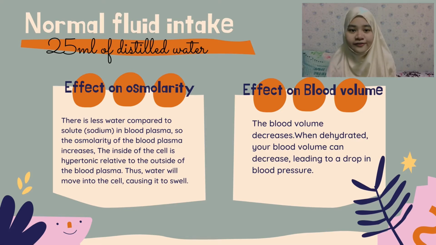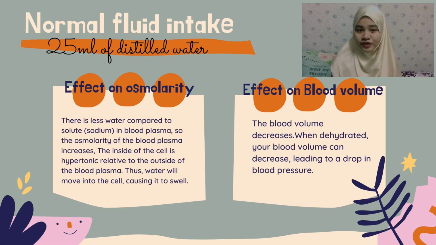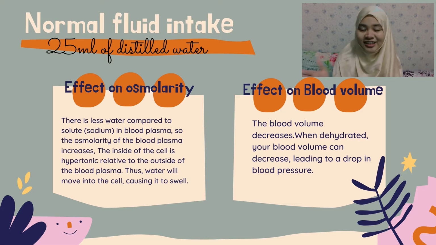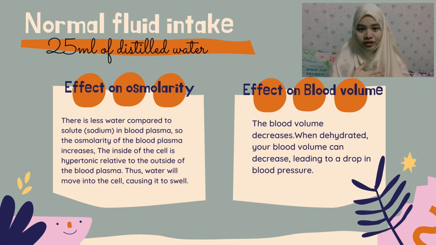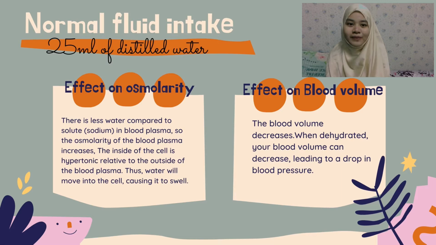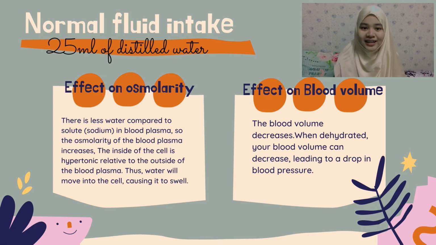So the first investigation in this situation is the effect on osmolarity. There is less water compared to the absolute amount of solute, which is sodium, in blood plasma. So the osmolarity of the blood plasma increases. In this situation, we can see that the inside of the cell is hypotonic relative to the outside of the blood plasma. Thus, water will move out of the cell and cause it to shrink.